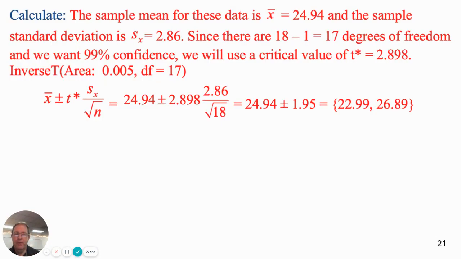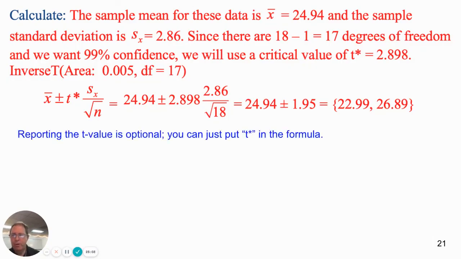So this is one perfectly acceptable presentation of your calculations. Now, I will tell you this. Reporting the t-value is optional. You can just put a t star in the formula instead. So I don't actually have to calculate 2.898 or put that number into my formula. I just substitute t star into my formula. That is acceptable on the AP exam.